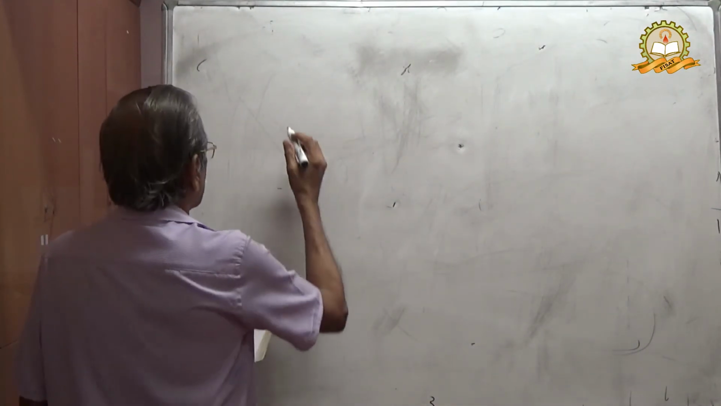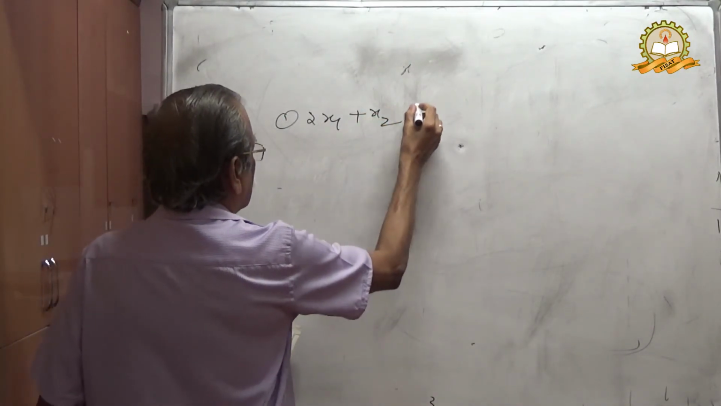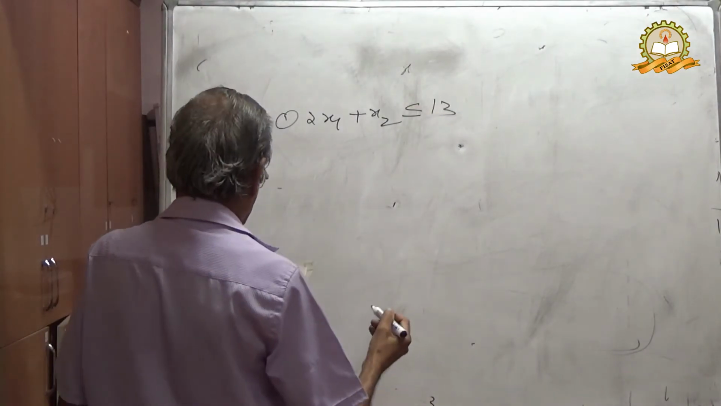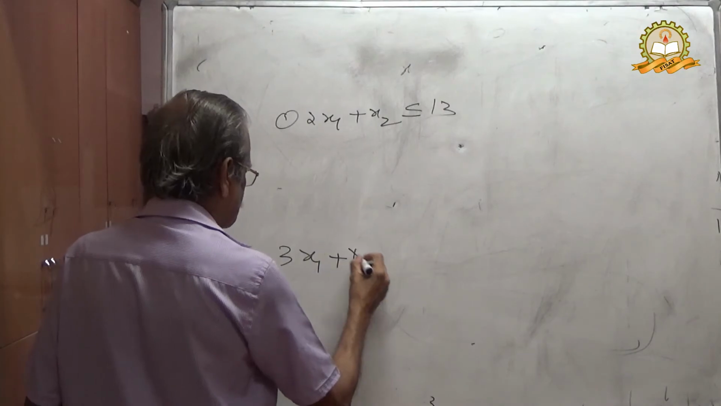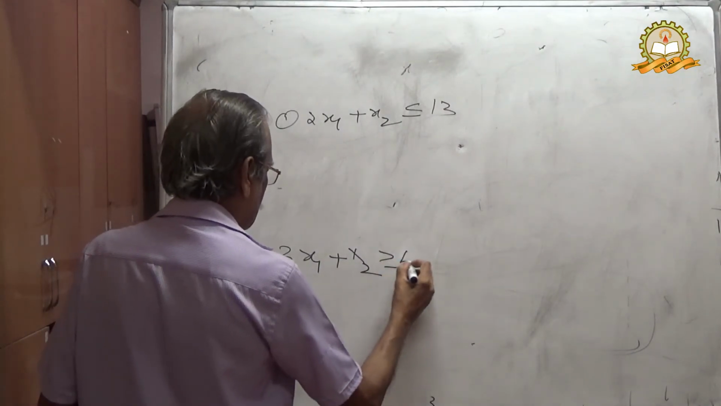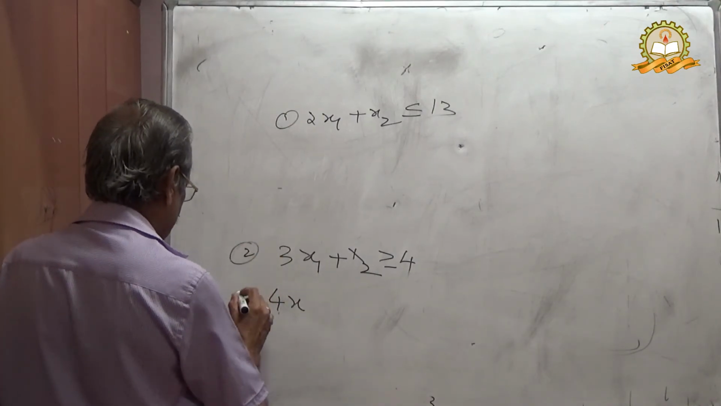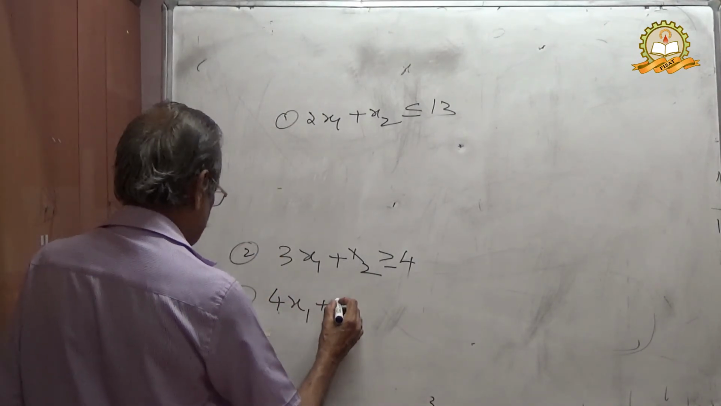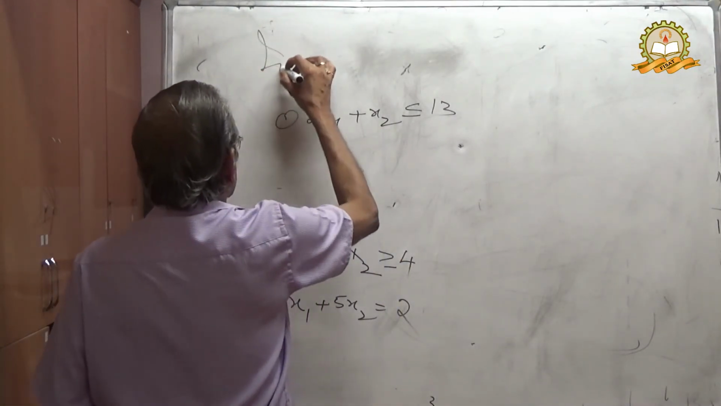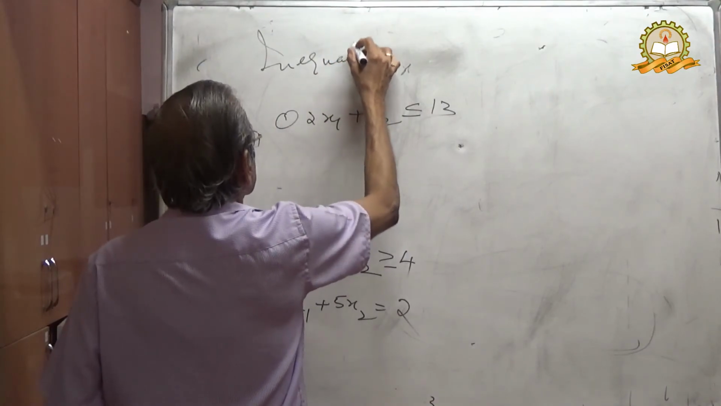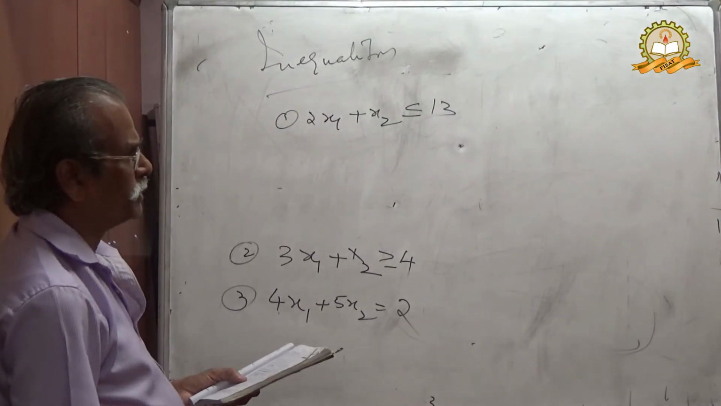First one, consider 2x1 plus x2 less than or equal to 13. Then 3x1 plus x2 greater than or equal to 4. Then consider the third: 4x1 plus 5x2 equal to 2. These are the inequalities given in the question.